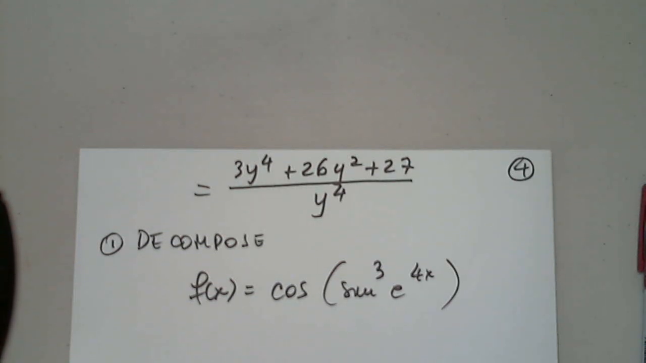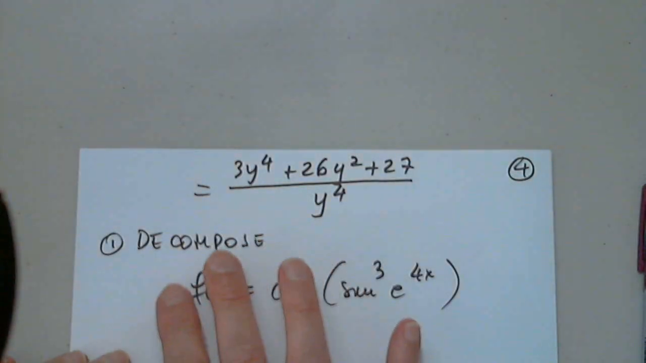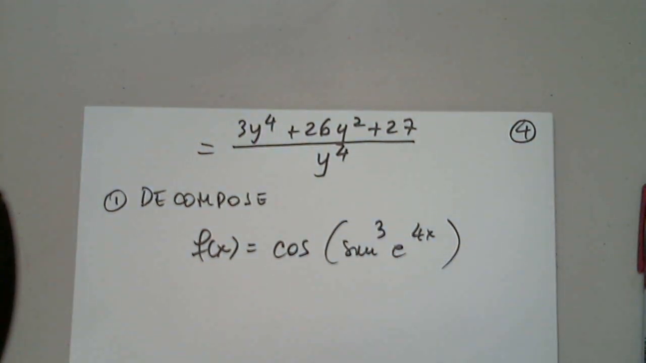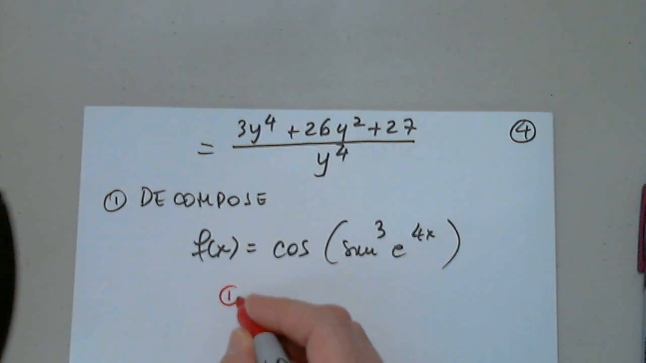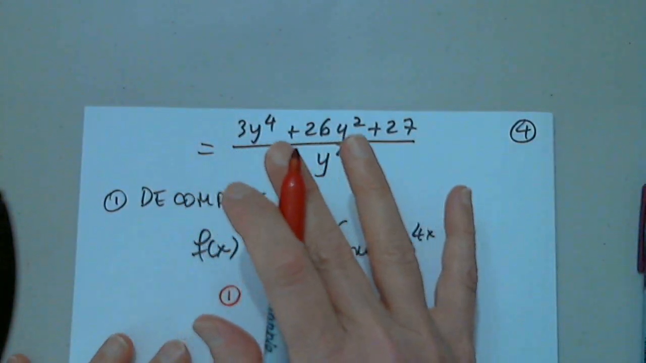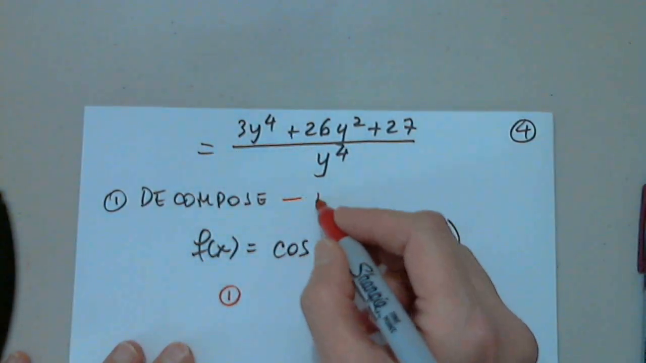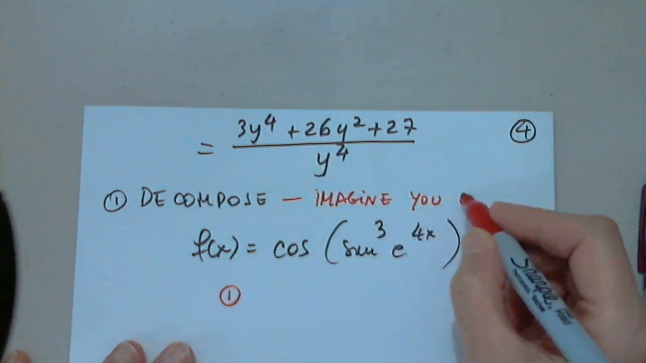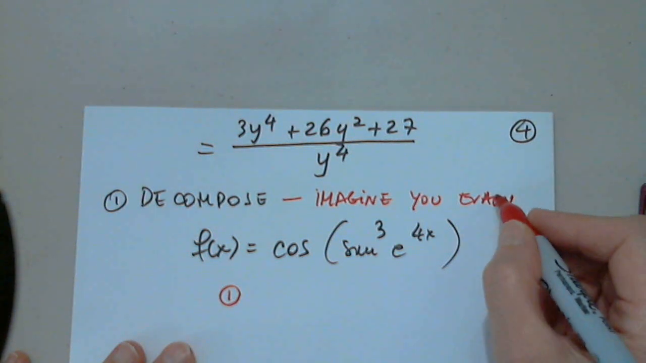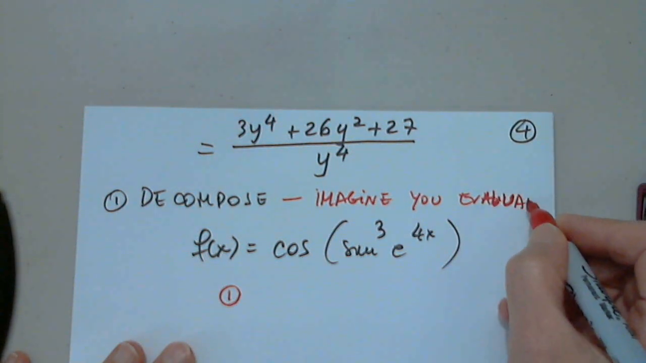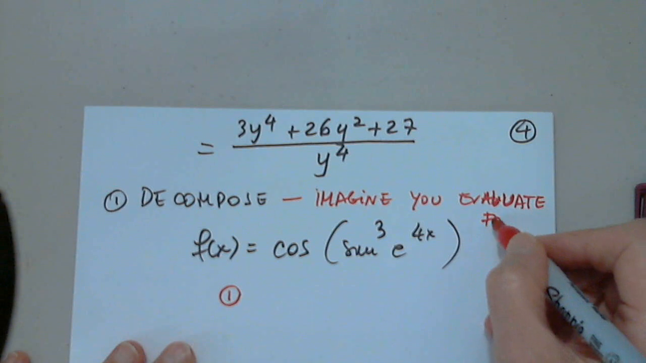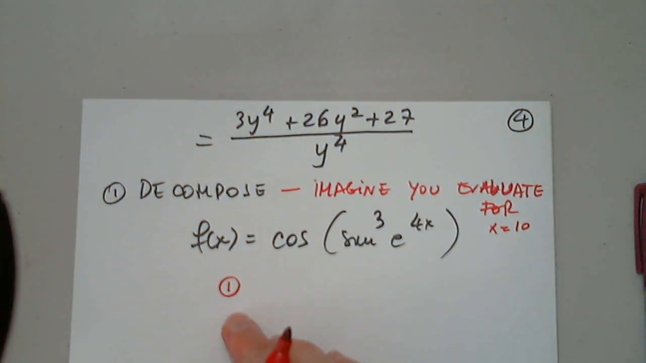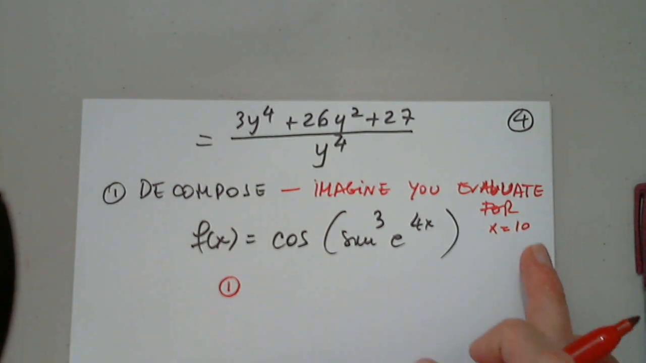Touched something here. Okay. So I want us to decompose this. Can anyone tell us the first function? By decomposing again, I would like us to imagine you evaluate, E-V-A-L-U-A-T-E, evaluate for x equals 10. What is the first function you will apply to 10?